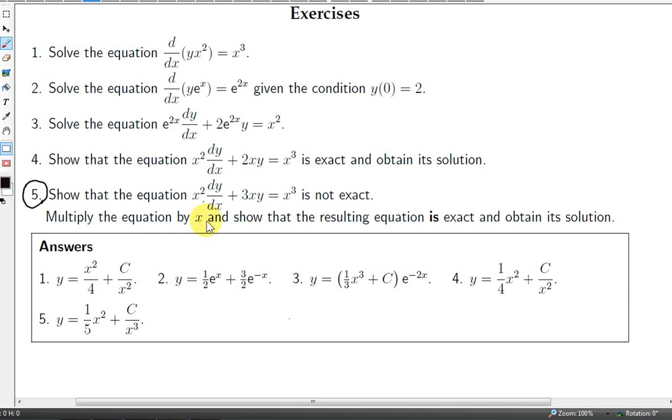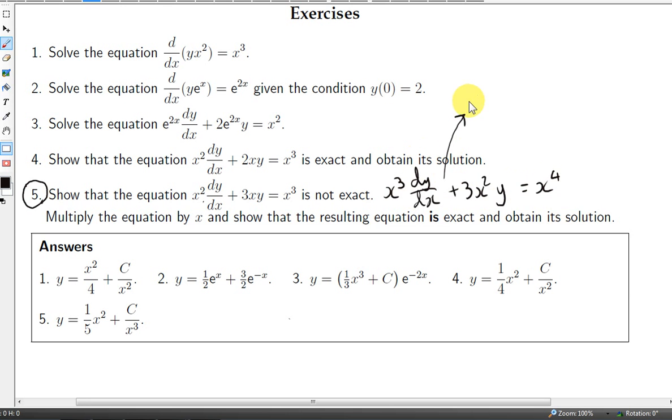Multiply the equation by x and show that the resulting equation is exact. Okay, let's see what happens if we multiply by x. Well, we get x times x squared is x cubed, and we have x times 3xy, that's 3x squared y, and on the right hand side we have x cubed by x is x to the power of 4.